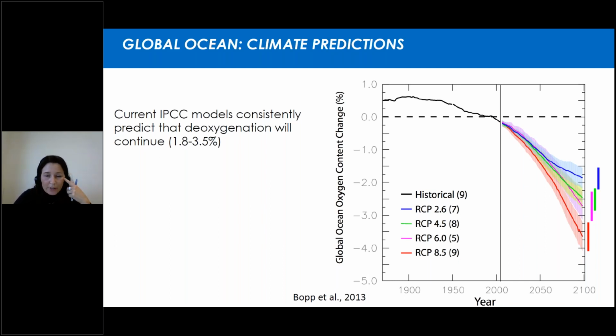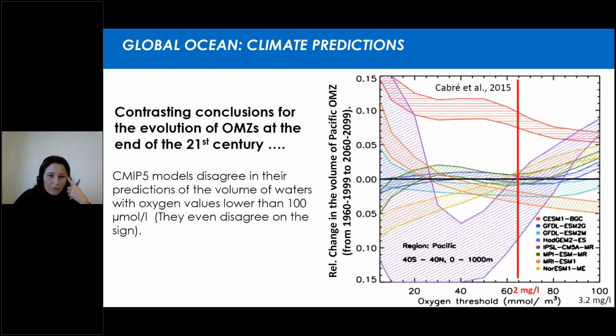8.5. So the models agree on the trend of the global oxygen inventory. But if you look at the details, and if you look at the prediction of the volume of oxygen minimum zones by the different models, you can see that the models disagree. And here the picture shows you the relative change of the volume of the Pacific oxygen minimum zone, if you compare the end of the 21st century to the end of the 20th century. You can see this relative change according to the oxygen threshold that you use to define the volume of oxygen minimum zone. And if you are below 100 micromole per liter of oxygen concentration, you have a big divergence of the model predictions as concerns the fate of the oxygen minimum zone volume.